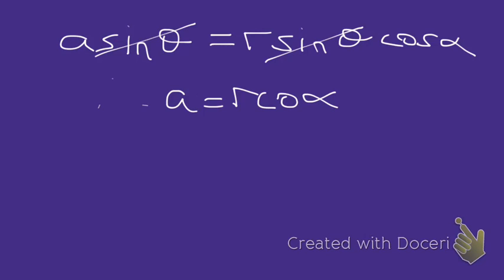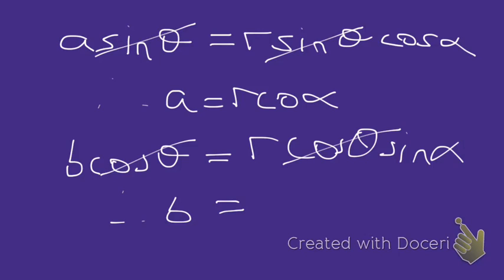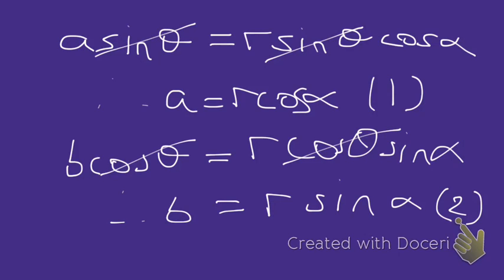And I could do exactly the same thing with the other one. So I get b cos theta equals r cos theta sine alpha, divided by cos theta. Therefore, b equals r sine alpha. Oh, I think I meant cos alpha in the first one. Okay, so now I've got two equations, equation 1 and equation 2. Now notice I've got cos and sine.